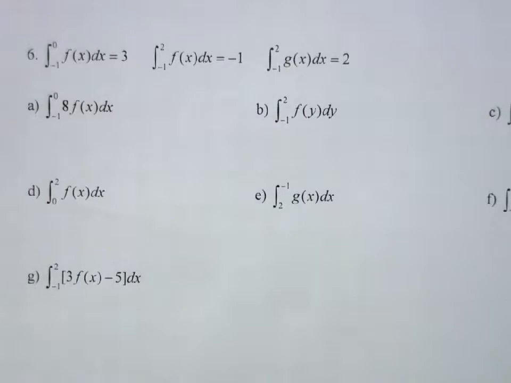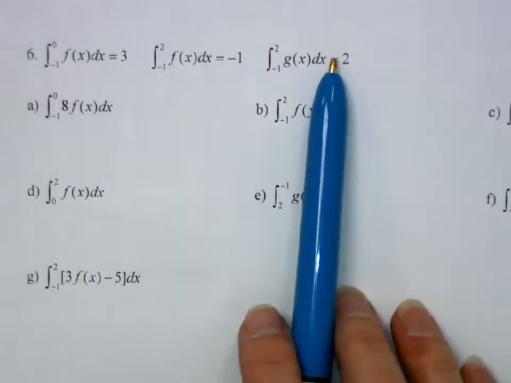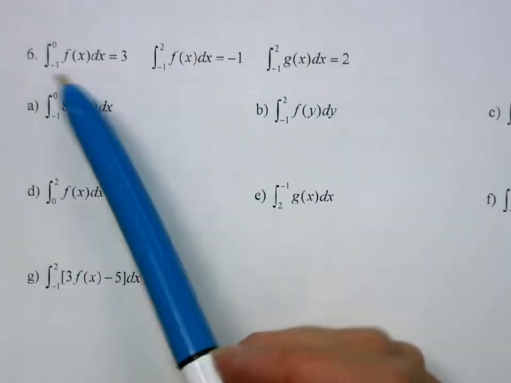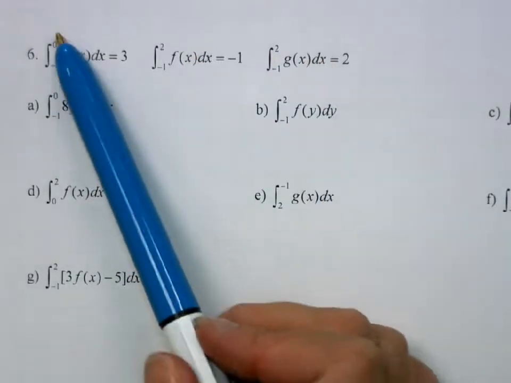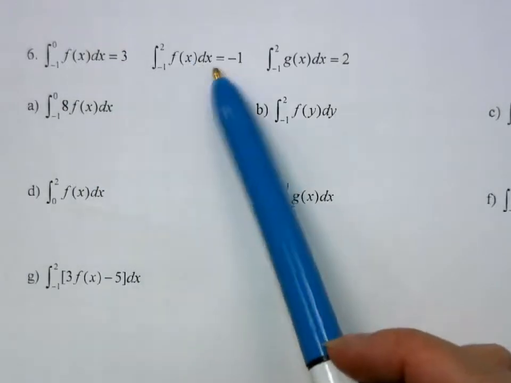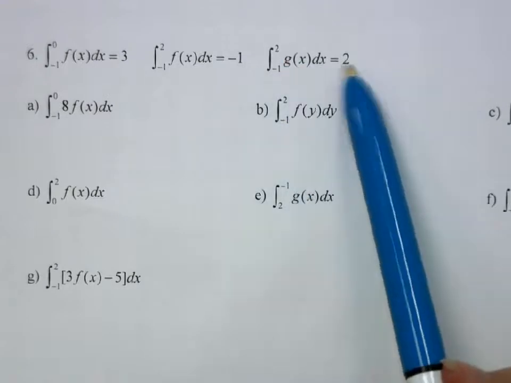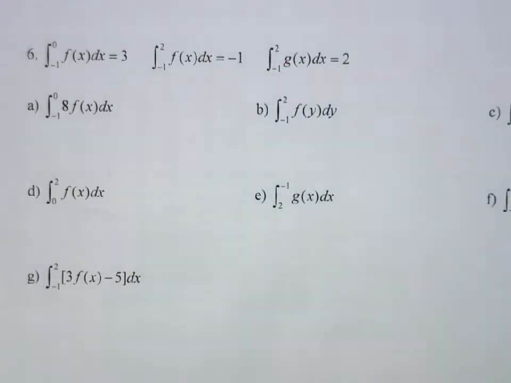Okay, so now we're going to use these properties. We have these three rules, or definitions, I guess. The integral of f of x from negative 1 to 0 is 3. The integral from negative 1 to 2 of f of x is negative 1. And then the integral from negative 1 to 2 of g of x is 2. So we're going to find different values based on that.